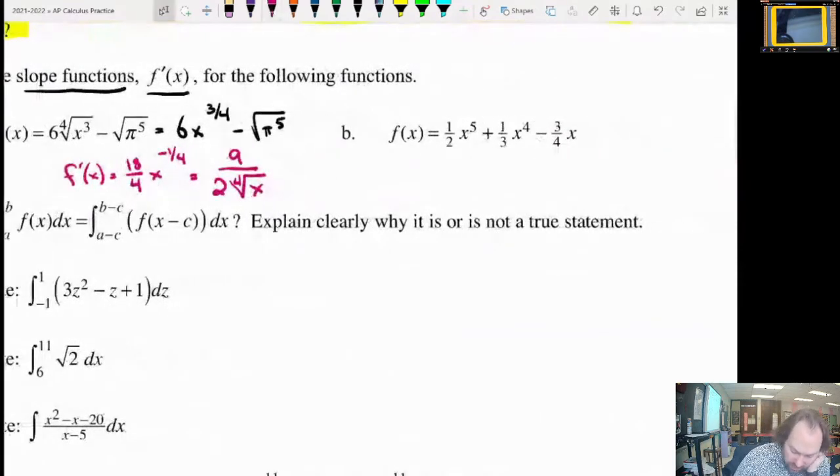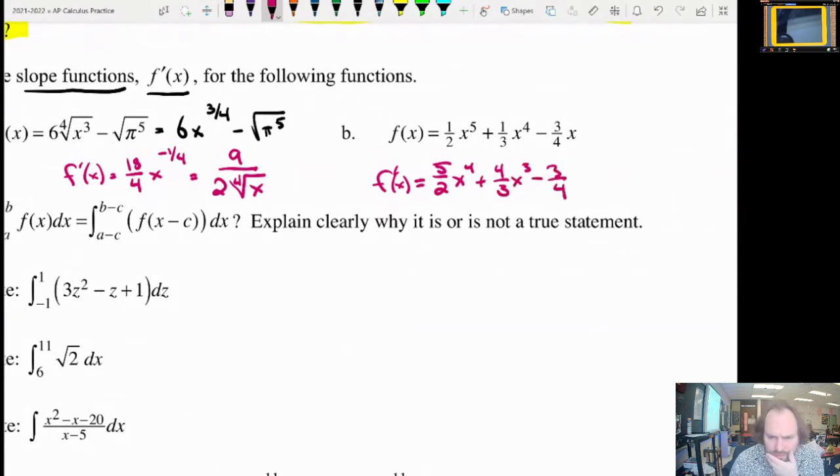For question B, we can just take the derivative of this right now because it's already in polynomial form. You're going to have 5/2 x to the 4th, 4/3 x to the 3rd, and then minus 3/4, just the constant fraction, the constant coefficient there in front. Not too tough. There it is.